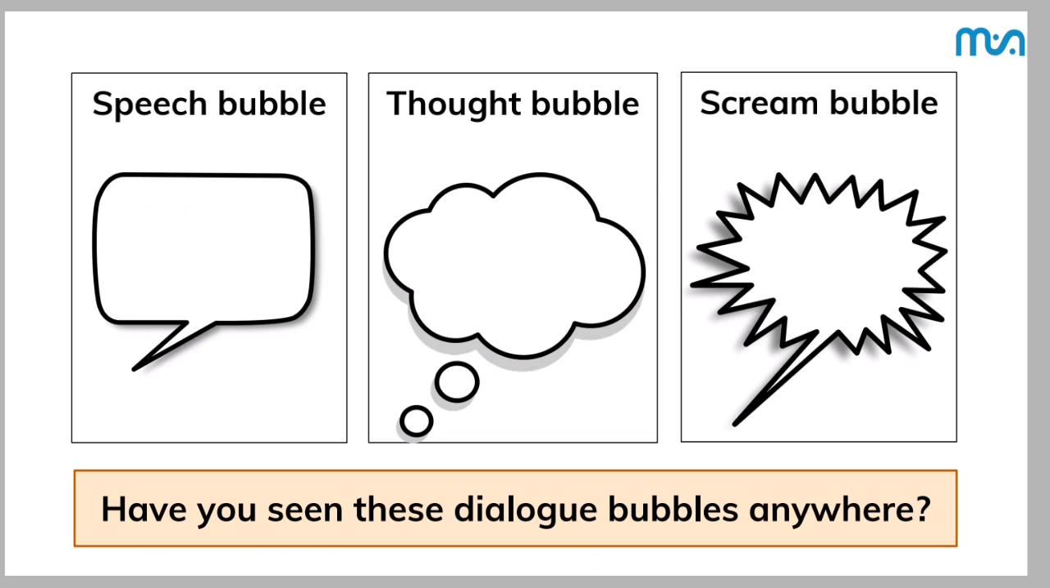So here again the three bubbles are given: speech bubble, thought bubble, and scream bubble. Have you seen these dialogue bubbles anywhere? Yes, many of you have seen them in different places, right? In different comic books you could see all these speech bubbles, thought bubbles, and scream bubbles, right? Okay.